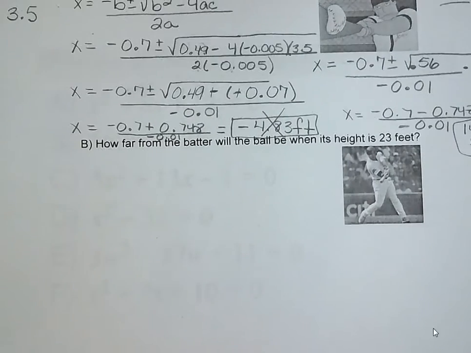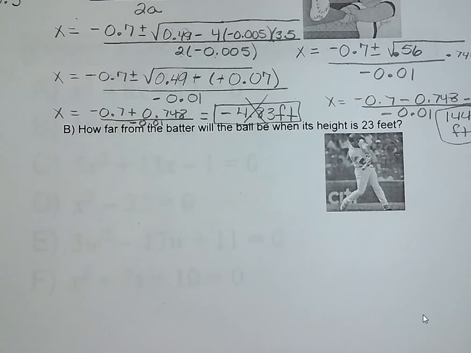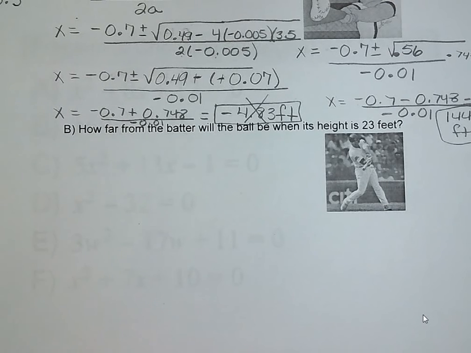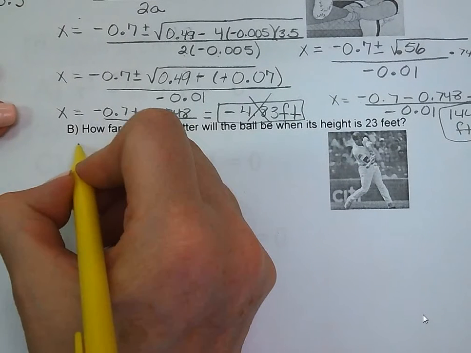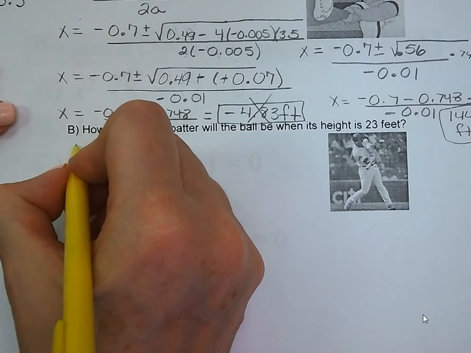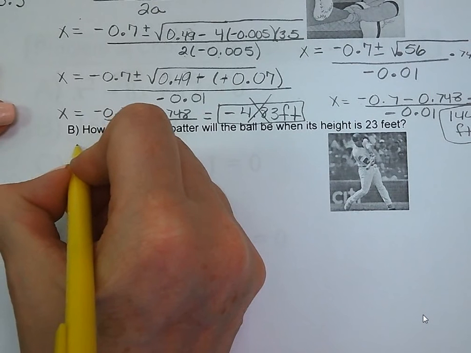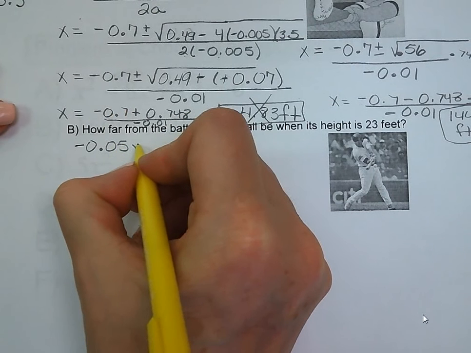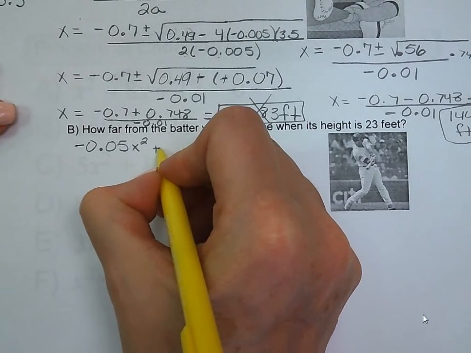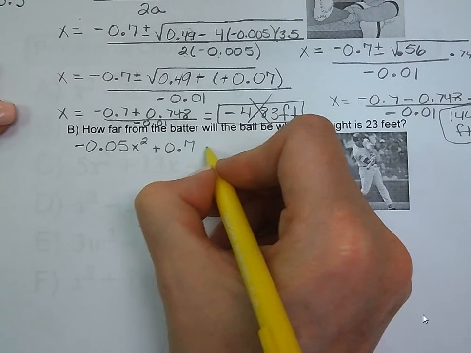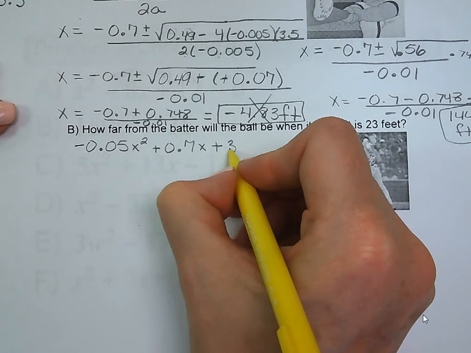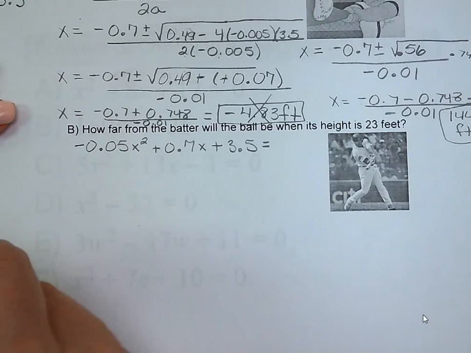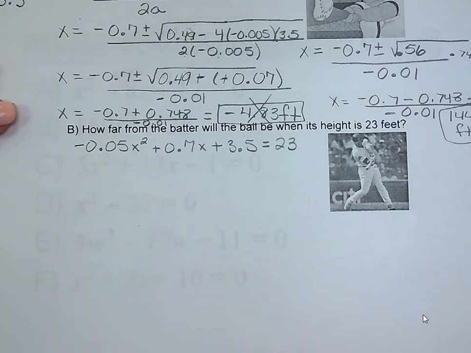Next up, we've got a batter hitting a ball, and we want to know when the height is going to be 23 feet off the ground. So we're going to set the problem up the same way using the quadratic formula. But first, we need to get it into standard form. So we're going to use the same equation, y equals negative 0.005x squared plus 0.7x plus 3.5. And we're going to set that equal to 23 feet, which is what we want.